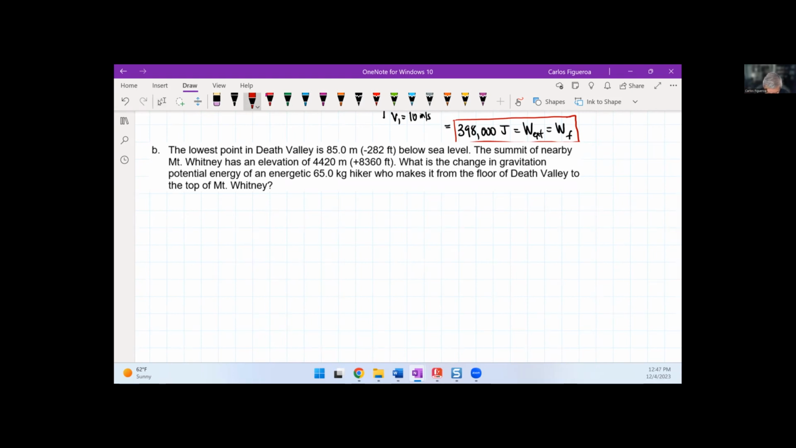So when you climb up to 4,420 meters in elevation change, what is the change in gravitational potential energy of an energetic 65-kilogram hiker who makes it from the floor of Death Valley to the top of Mount Whitney? Again, it's not to the top of Mount Whitney. This is the portal.